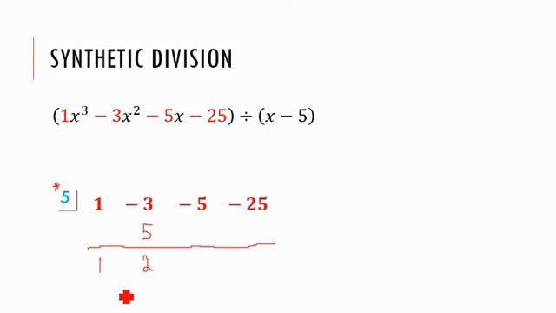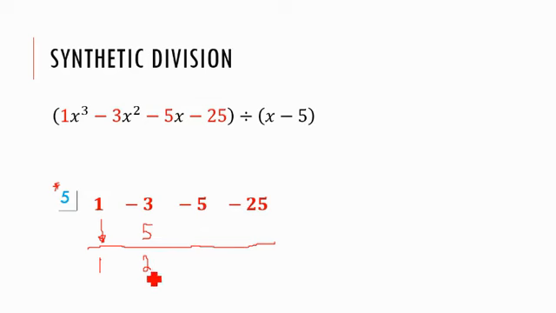Now, keep in mind, I did just bring this one down. The reason I can do that is because really there's a 0 right here, because there's no term to multiply by 5. So this is 0. That's why I can bring the 1 down. So then I'm adding here. Negative 3 plus 5 is 2.